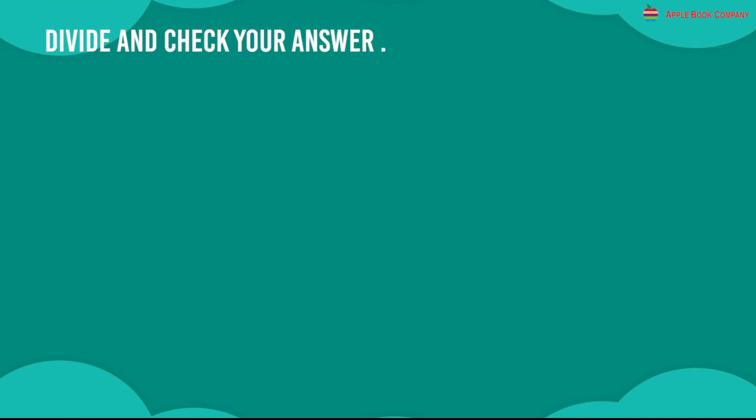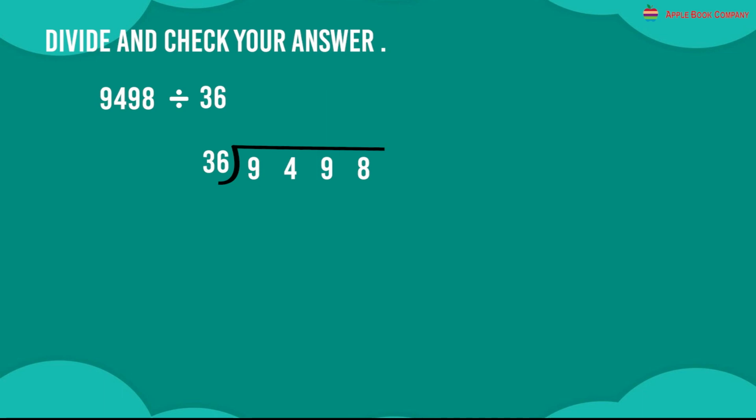Divide and check your answer. Let's see one example. 9498 divided by 36. Now arrange the numbers in the format and start doing the division. Let's start with 9. Since 9 is less than 36, we take 94. 36 times 2 is 72, which is the nearest number. So write 2 and subtract 72. You get 22 and carry 9 below.